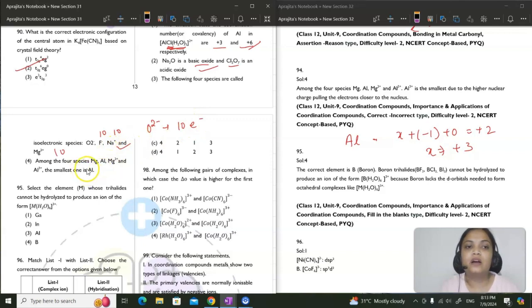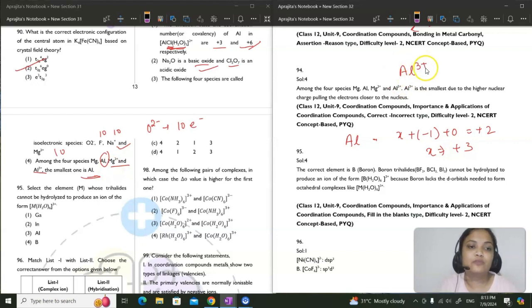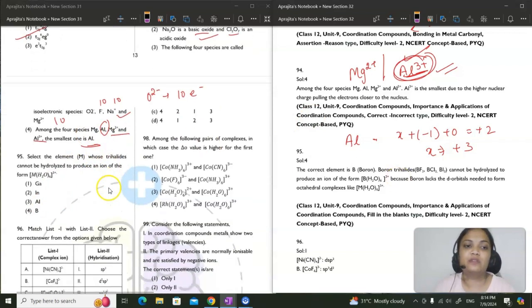This is true. Among the 4 species, Mg2+ and Al3+, the smallest one is aluminium. Students, the smallest one will be Al3+, because whenever a cation is formed, its size is smaller than the neutral atom, because there will be high nuclear charge pulling the electrons close to the nucleus. Among Mg2+ and Al3+, in Al3+ 3 electrons are lost, so it will have more nuclear pull and the size will be least.